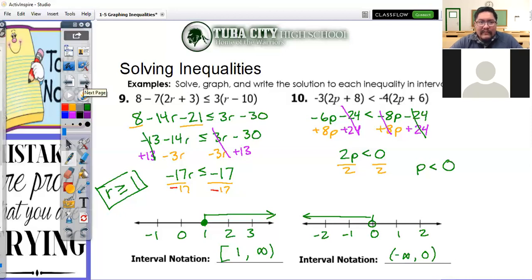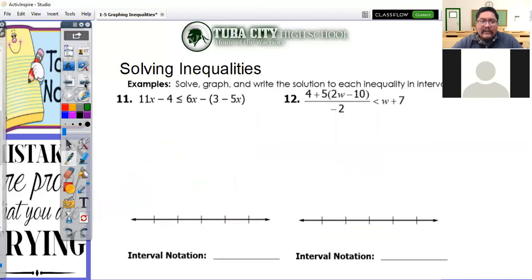All right, let's go ahead and get ready to move on down to the last page. So I think that is the last last slide. Well, there's one more, but that one shouldn't be too bad. All right, moving on. All right, let's go ahead and get to number 11.